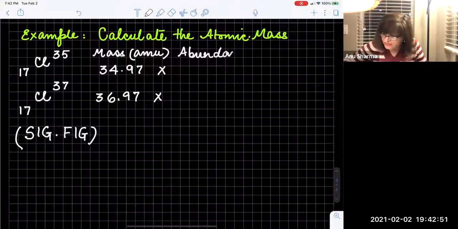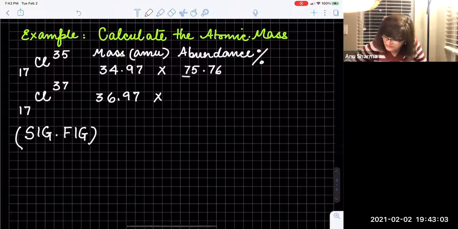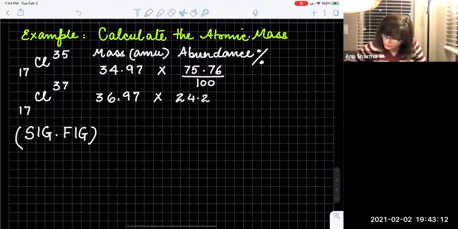Abundance is how much of it is present in nature, and that is in percentage. So here, this one, chlorine 35, is 75.76%, and 75.76% means 75.76 divided by 100. The other one is 24.24%. 24.24 divided by 100.